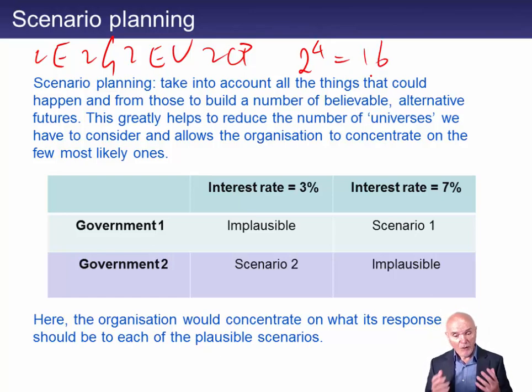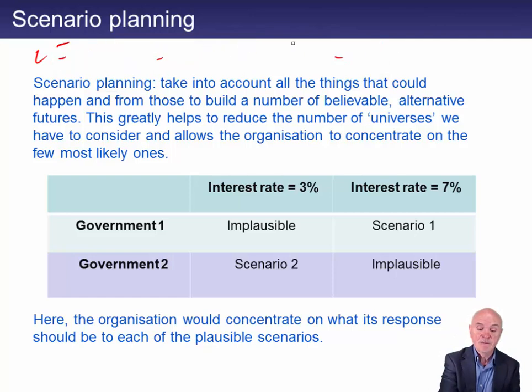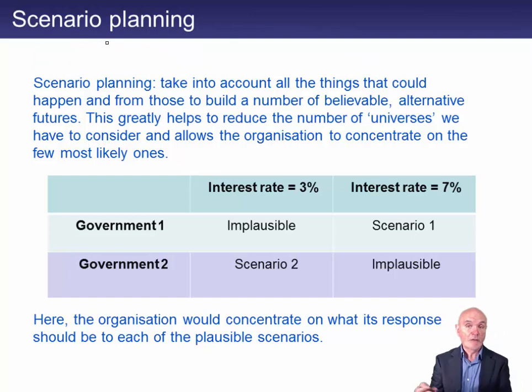And there's really no point in presenting a strategic planner with 16 possible permutations and getting them to come out with 16 possible plans in response to each of those. So what scenario planning does is to try to have a number of believable alternative futures which are internally consistent. So maybe the two things we're looking at is, let's say the government's going to change in 6 months' time, and we're worried about interest rates in 6 months' time.